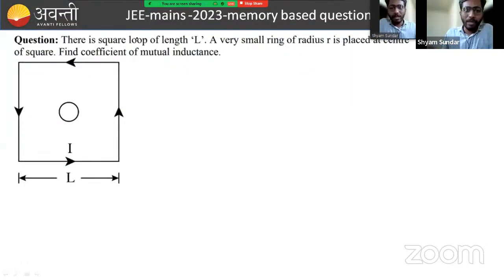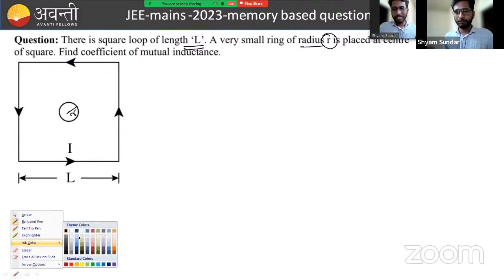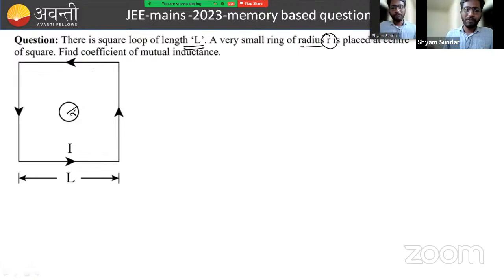Okay, there is a square loop of length L. Look at this one. This is a square loop. Each side has length L. A very small ring of radius r is placed at the center of the square. You can see here, there is a small ring of radius small r placed at exactly the center of the square. Okay, find the coefficient of mutual inductance.